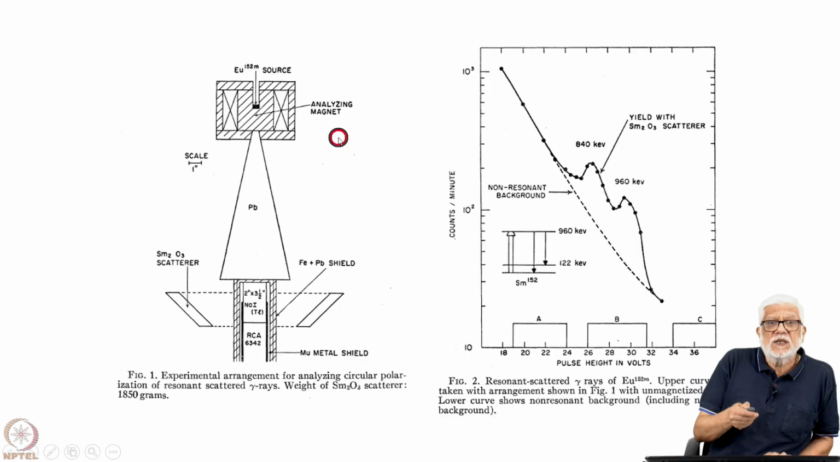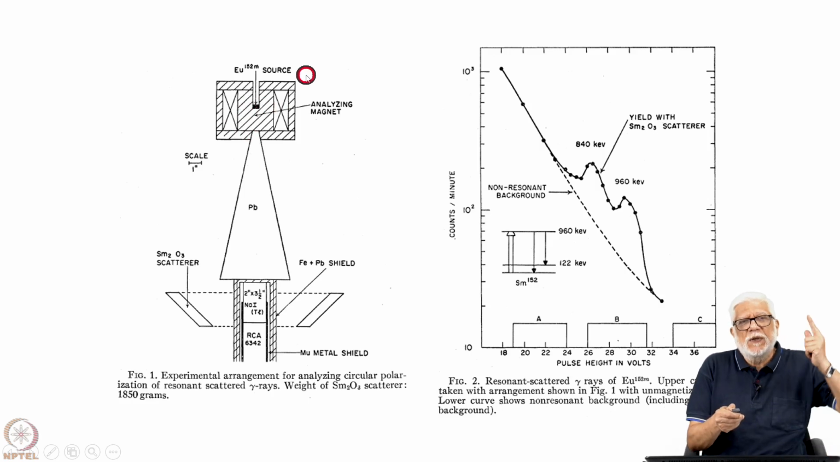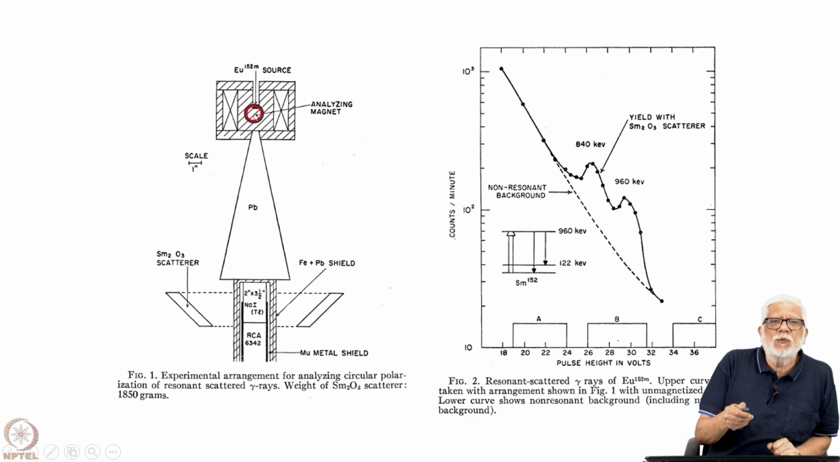And the schematic of the apparatus is, this is from their paper. You have a europium source, and this is in the middle of an iron yoke which is magnetized by this analyzing magnet. So you can flip the current in the coils here, and so you can flip the magnetization of the iron, and therefore the last electrons' spin can be flipped from up to down.